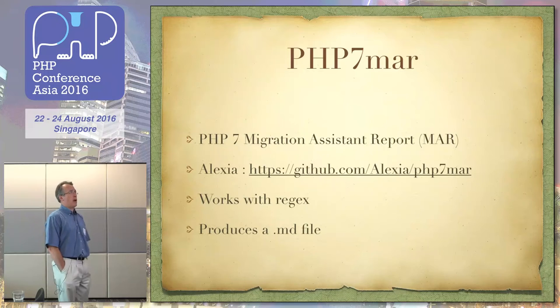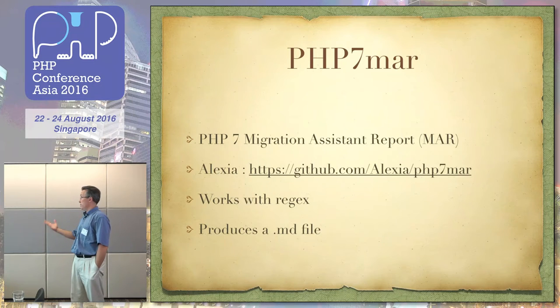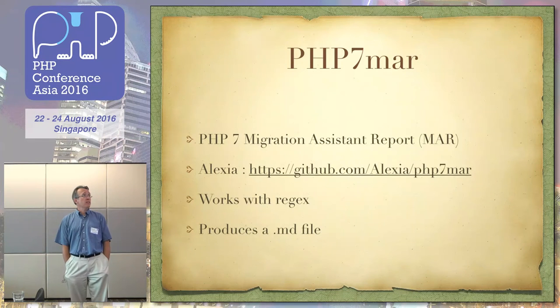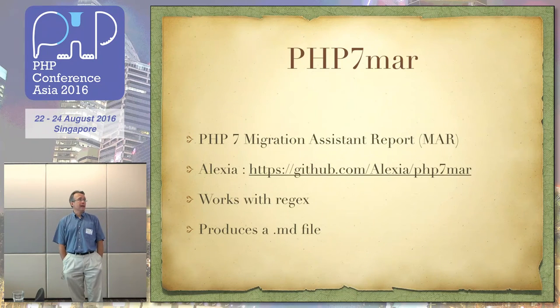The first two are actually not updated too much. I'm not sure they're going to follow up into PHP 7.1, but if you're still in PHP 5, then that's going to be a good base for you to start with. They're going to report things. So PHP 7 MAR, PHP 7 Migration Assistant Report, that's why they're the MAR. It's on GitHub. It works with regex.